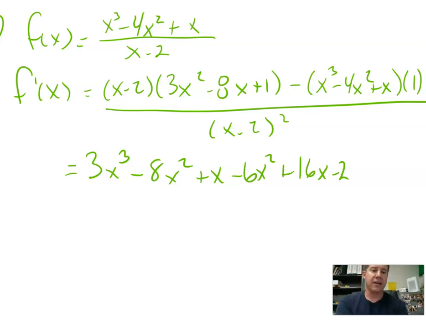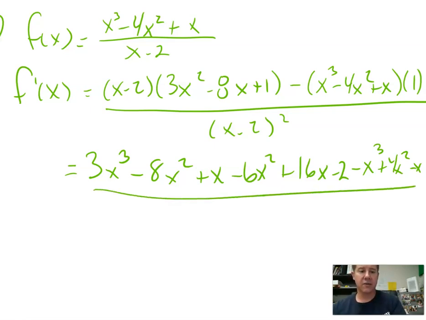And then in the back, thank goodness, I just have to distribute that negative and the 1. So negative x cubed plus 4x squared minus x. All of this is over x minus 2 squared. I'm just going to leave it like that. Generally, we play more with the tops and the bottoms we kind of leave. Again, when we're done, we'll check the answer in the book to see if we did it correctly or not.